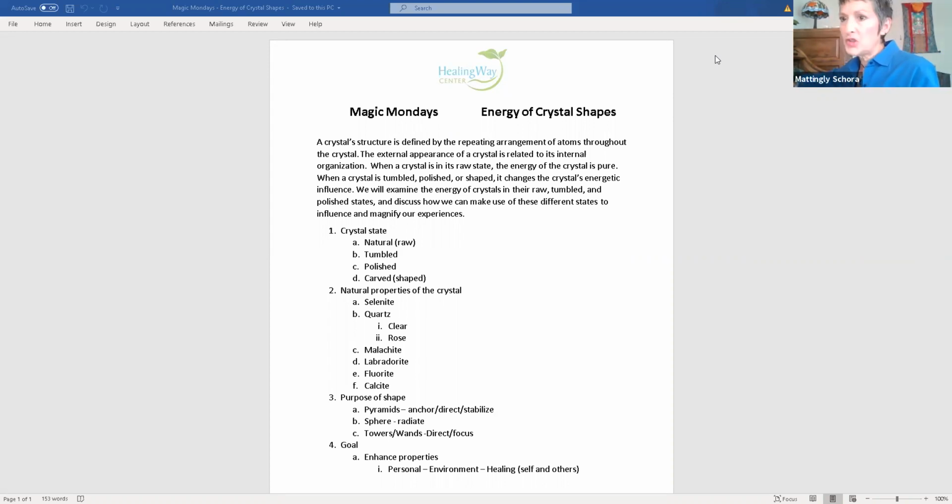So the first one we're going to do is selenite. So I'm going to share. So this is a piece of raw selenite. You can see the way the formation is. It really looks like in strands. And selenite is made out of gypsum. And if you, for instance, put it in water, it will dissolve. So that is a raw piece of selenite.